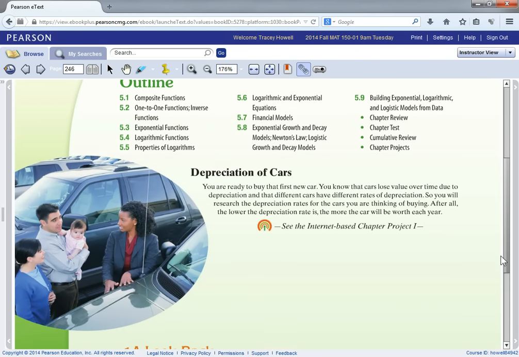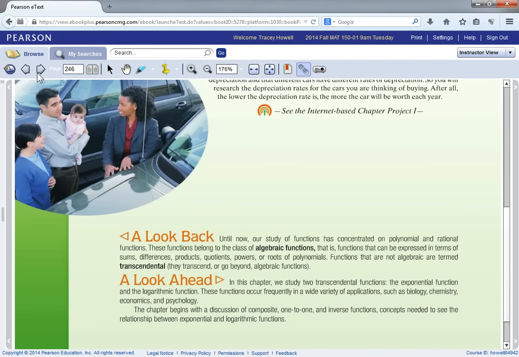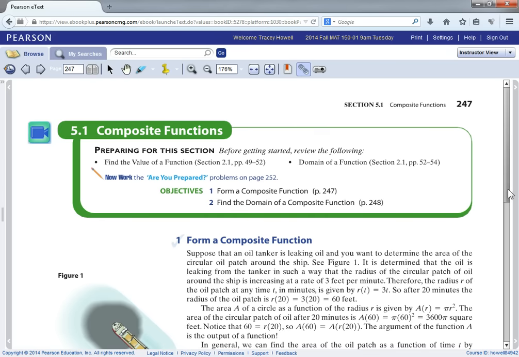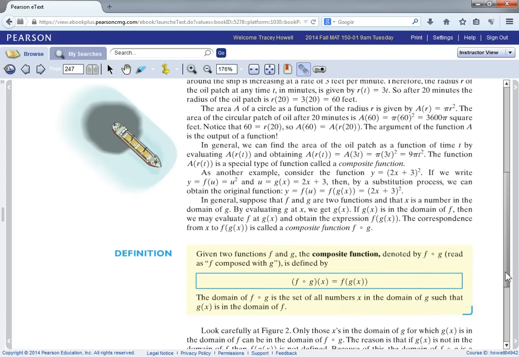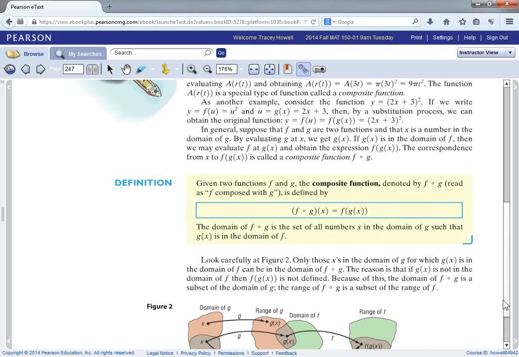Really two definitions for us, okay? Definition of a composite function is right here. Basically, the idea is that you're going to plug one function into another. We've been doing this right along. We've done it with several different things. Now we're just going to formally say this is what we're doing.